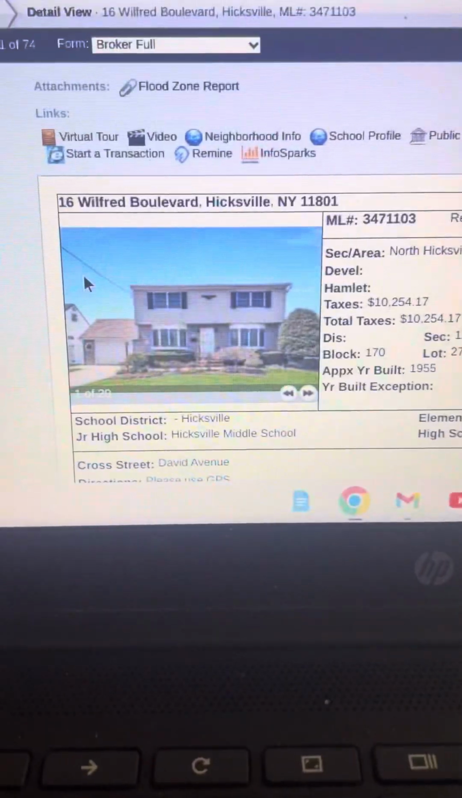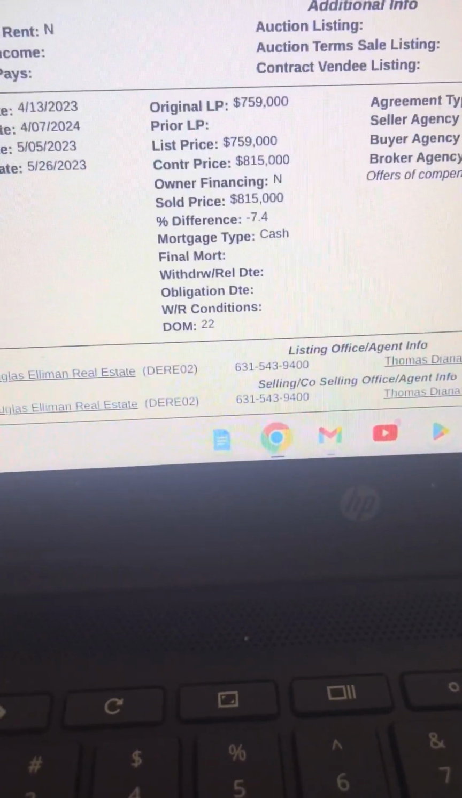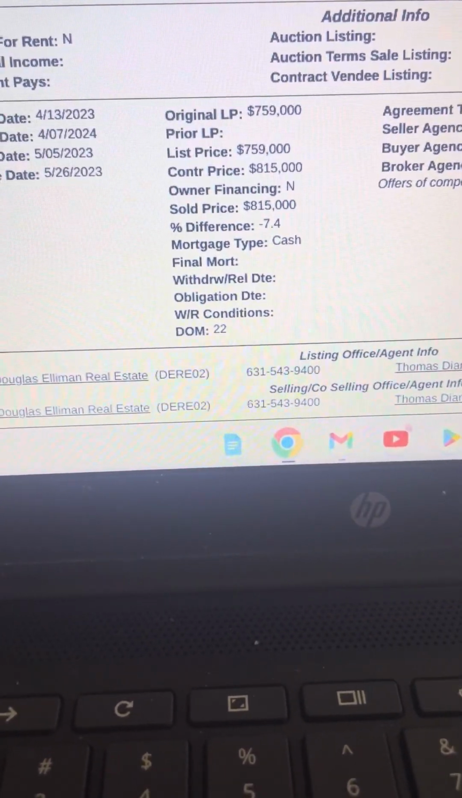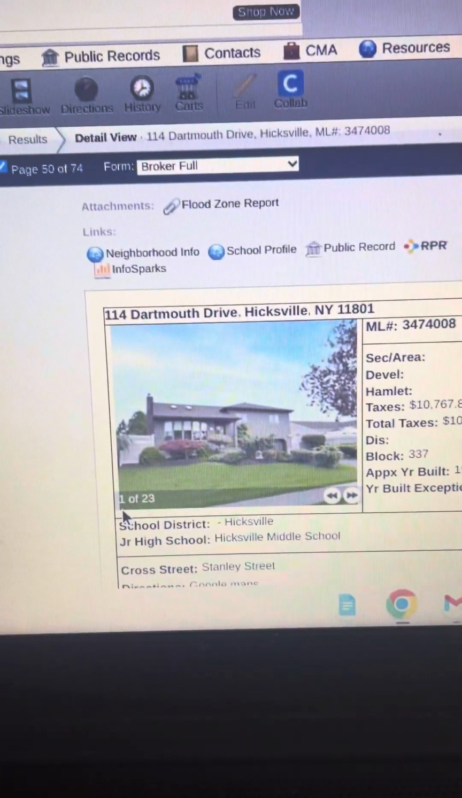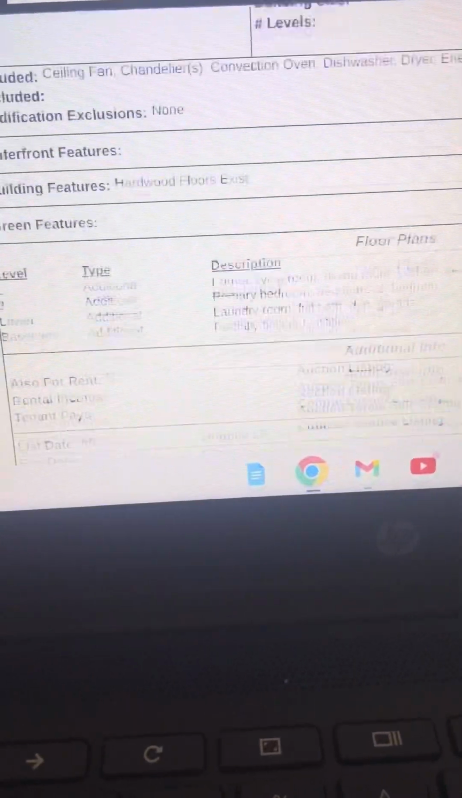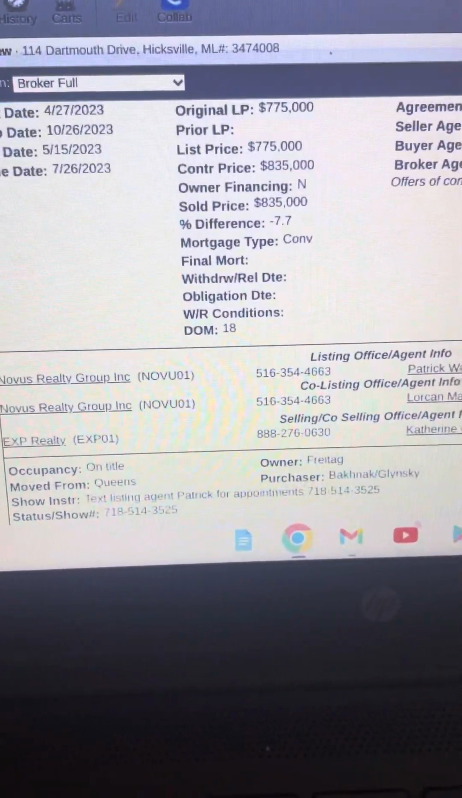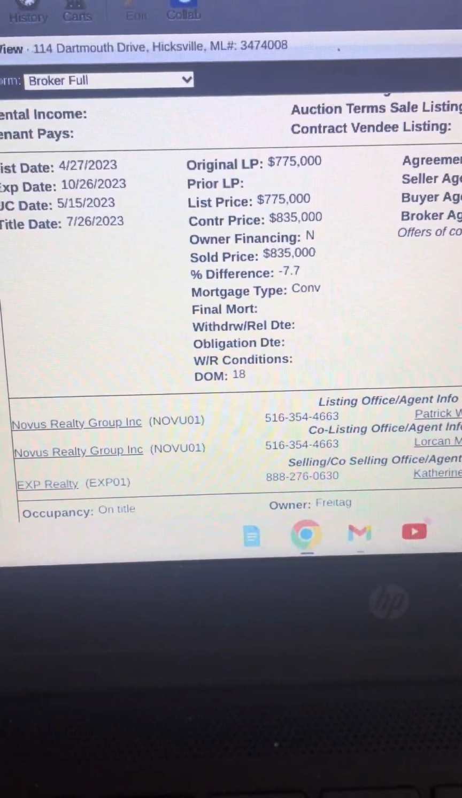This house sold for $815, listed at $759, sold for $815. Percentage difference is 7.4. This house sold for $835, listed at $775, sold for $835. Percent difference 7.7.